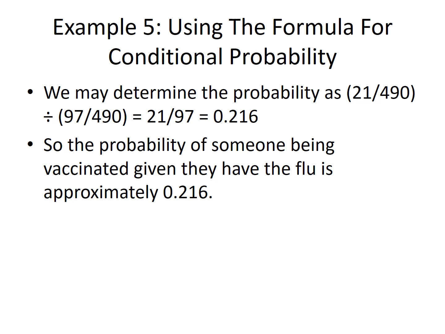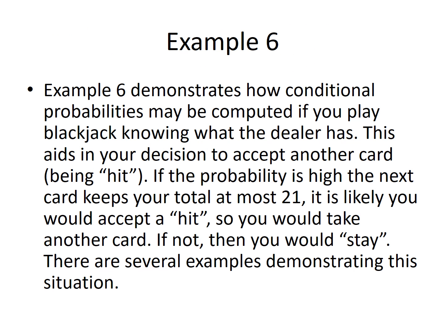This next example demonstrates how conditional probabilities may be computed if you play blackjack, knowing what the dealer has. This aids in your decision to accept another card, being hit, so to speak. If the probability is high that the next card keeps your total at most 21, it is likely you will accept a hit, so you will take another card. If not, then you would stay. And there are several examples demonstrating this situation.